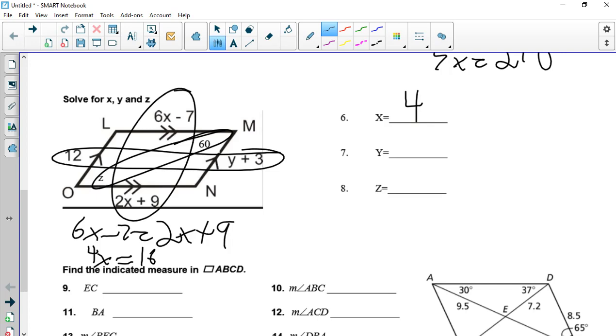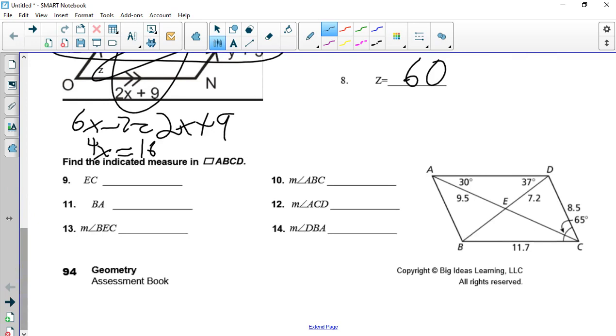For my y, you can pretty much see that right there. Y plus 3 equals 12. All I need to do is subtract 3. So y is 9. And Z, pretty much given to you, Z is 60. That's it.